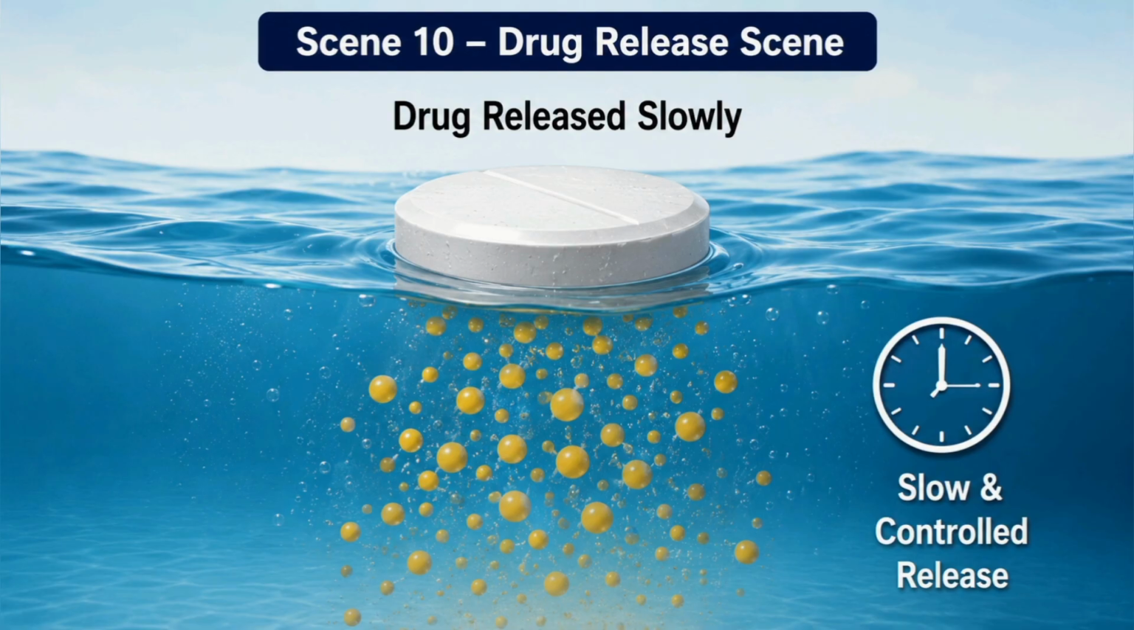So imagine watering a plant. If I throw 10 liters of water at once, much of it may be wasted, right? But if I use a drip system, water is supplied slowly over a long period of time. A controlled release dosage form also follows a similar concept here. The aim is to release the drug at a predetermined or controlled rate.